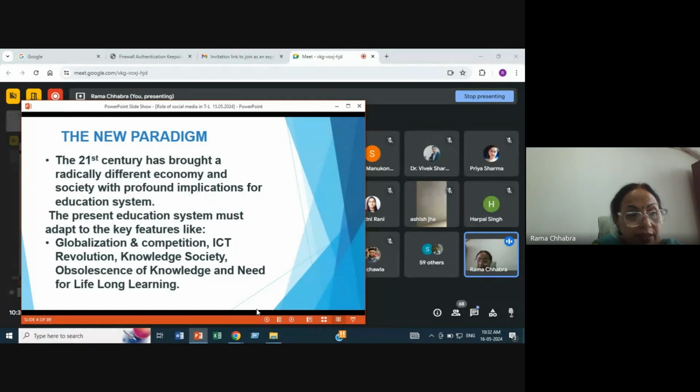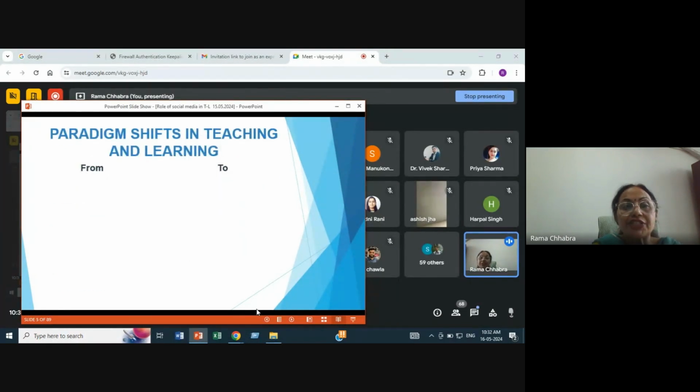Now there is a paradigm shift in teaching and learning also. If you see, there is a paradigm shift in the content as well as in the delivery mechanism. There is a shift from traditional teaching to the facilitation of learning. Now no more teaching is teacher-centered, it has to be the learner-centered approach.